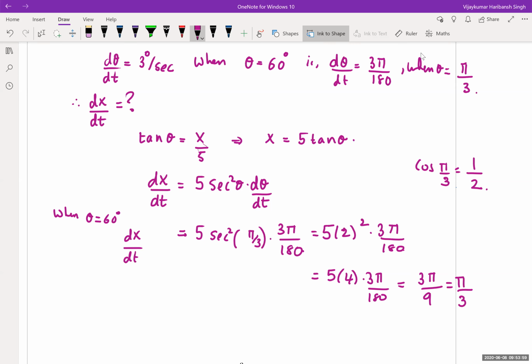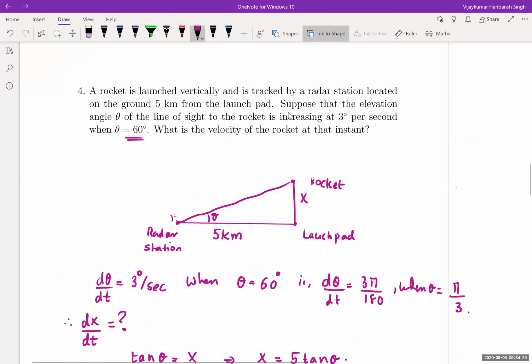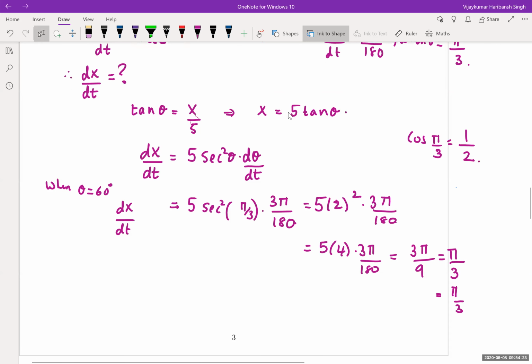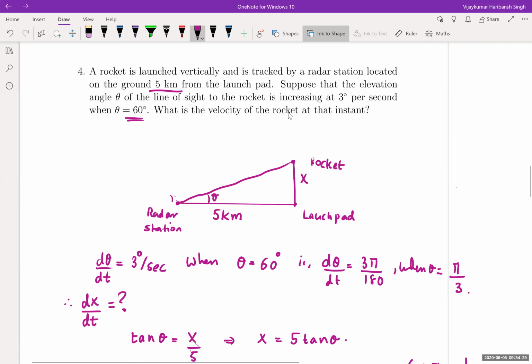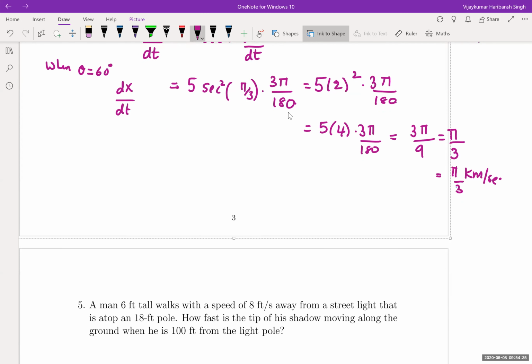Again, what are the units of measurement? What is x measured in? The distance is measured in kilometers. Time is measured in seconds. So the answer is pi by 3 kilometers per second.